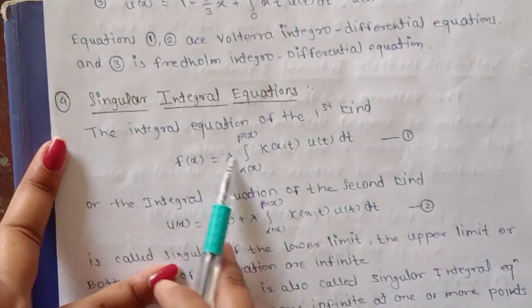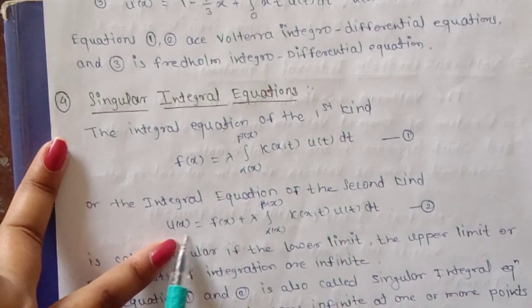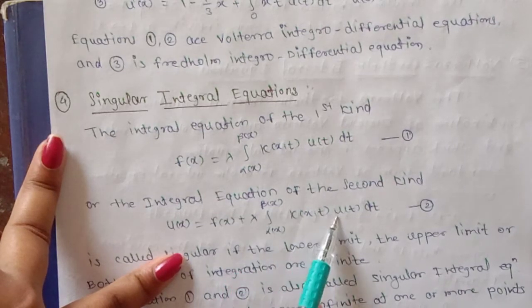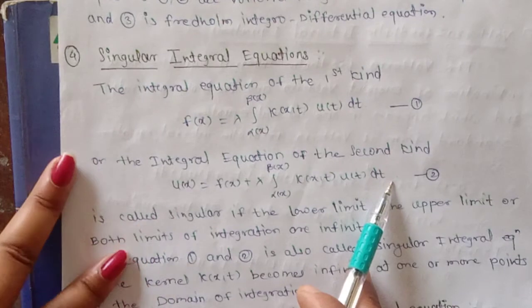This is of the first kind, and the second kind equation is u of x is equal to f of x plus lambda integral alpha x to beta x k x t u of t dt. Suppose this is our equation second.